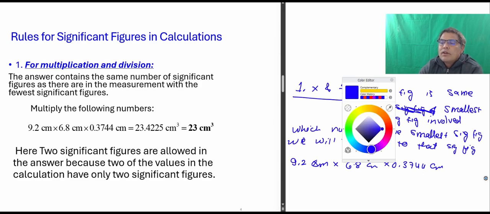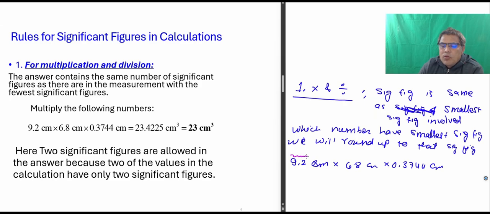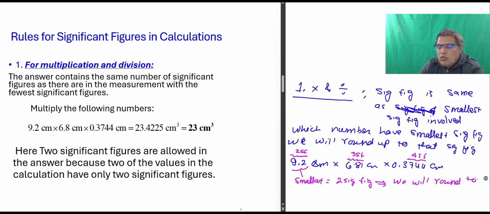Let me show you in a different color here. This is 9.2, how many sig figs? 2 sig figs. This has also two. Okay, this has 3 sig figs, this has 3 sig figs, this has 2 sig figs, this has 3 sig figs, and this has how many? 1, 2, 3, 4 sig figs. Which has the smallest? 2 sig figs. It means that we will round to 2 sig figs.